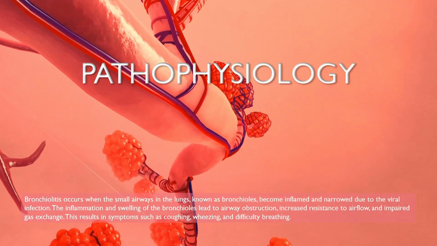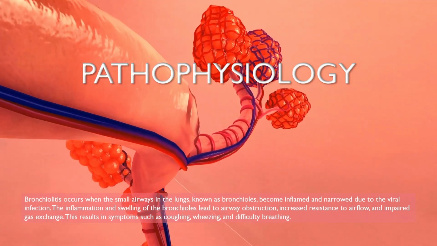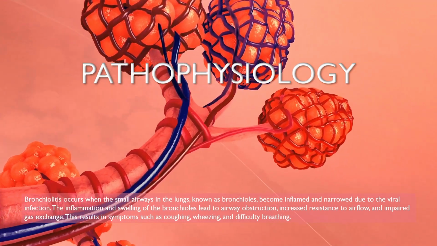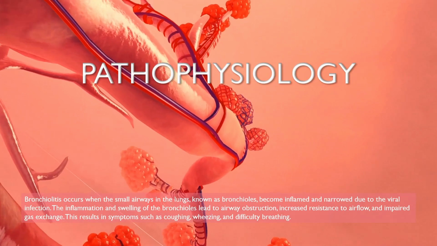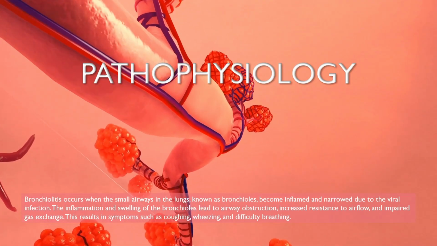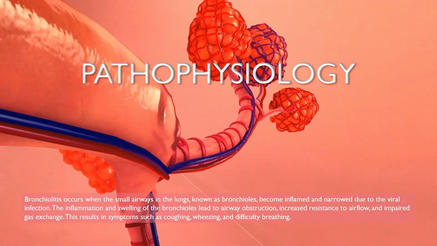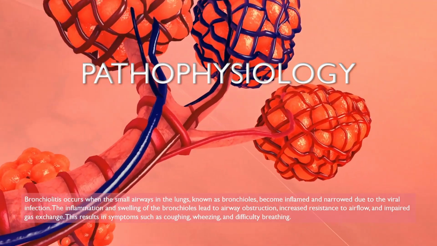Pathophysiology. Bronchiolitis occurs when the small airways in the lungs, known as bronchioles, become inflamed and narrowed due to the viral infection. The inflammation and swelling of the bronchioles lead to airway obstruction, increased resistance to airflow, and impaired gas exchange. This results in symptoms such as coughing, wheezing, and difficulty breathing.